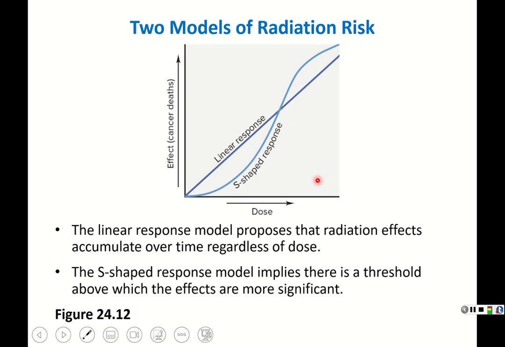There are two models of radiation risk. Nobody's really sure which one is the more accurate model. Linear response, that model proposes that radiation effects accumulate over time regardless of dose. And the S-shaped response implies that there's really a threshold above which effects are more significant. So lower doses, not really that big of a deal, until you reach a higher dose, then the significant risk starts to occur.